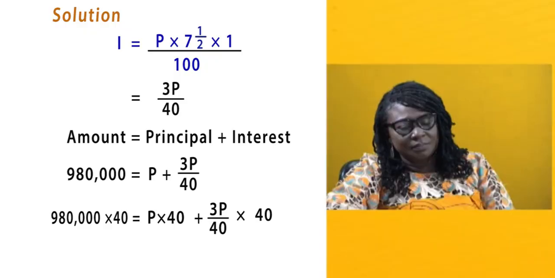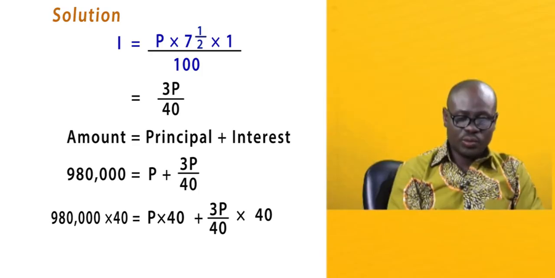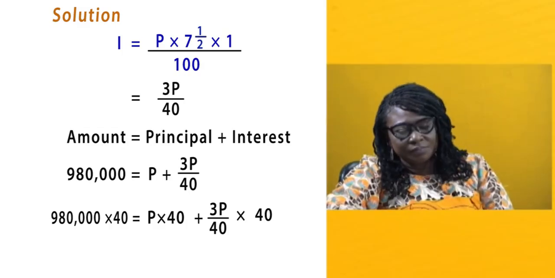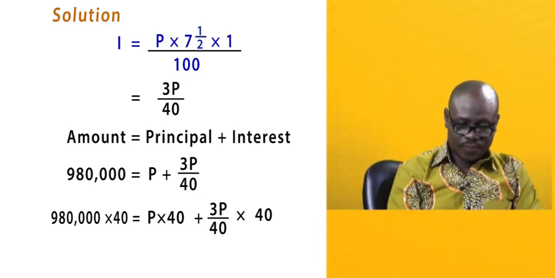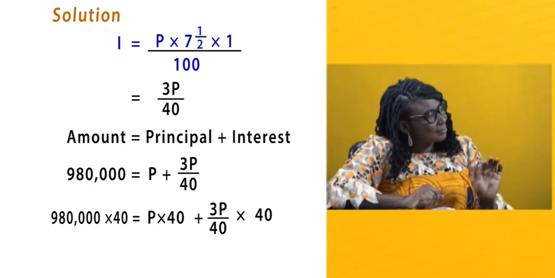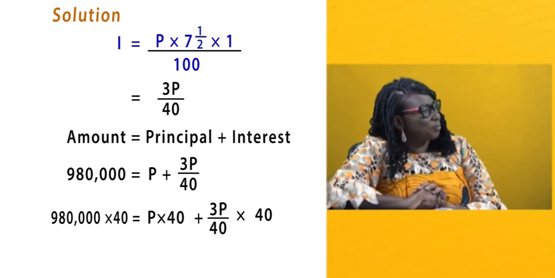We should note that amount is given by the principal plus interest. So when we substitute our amount, which we already know, and the interest we have calculated, we get 980,000 equal to P plus 3P divided by 40, where P here is the principal.